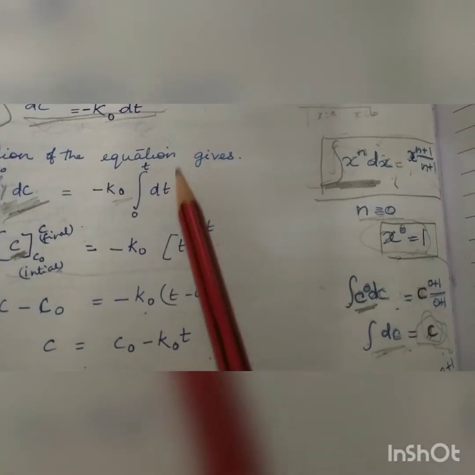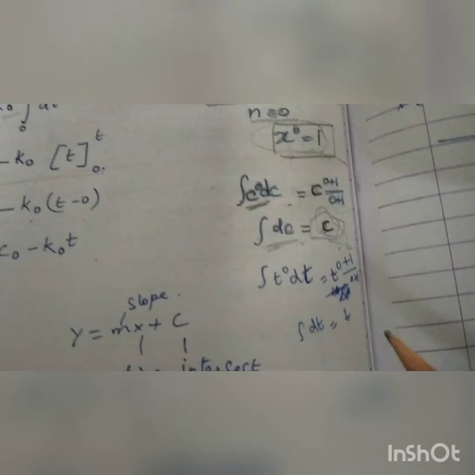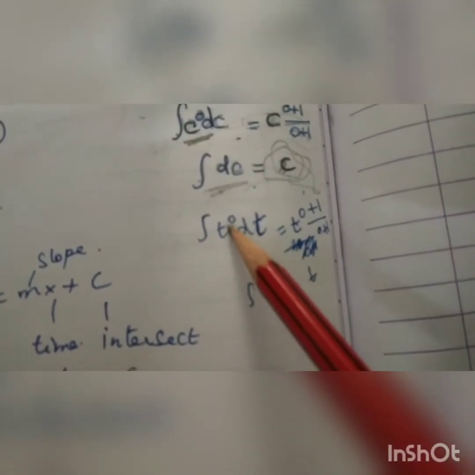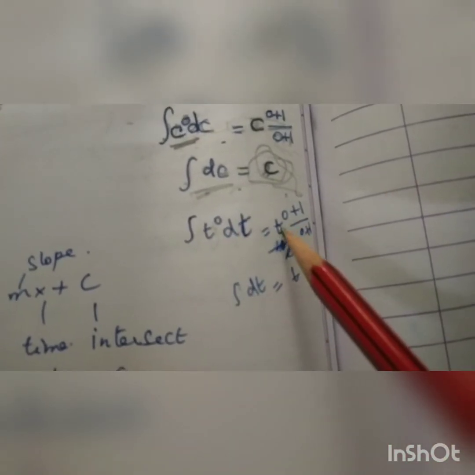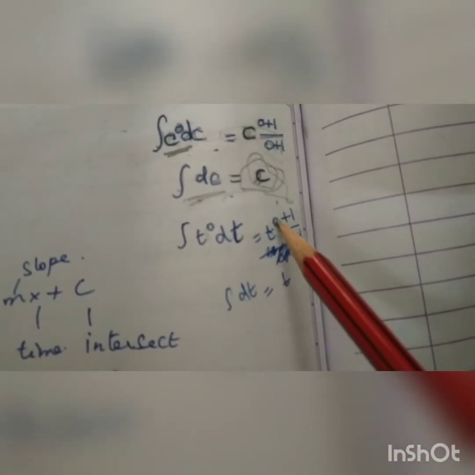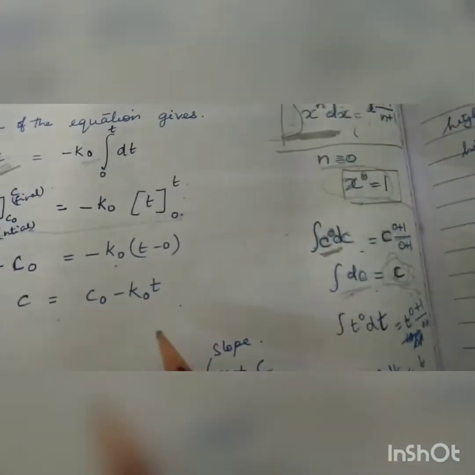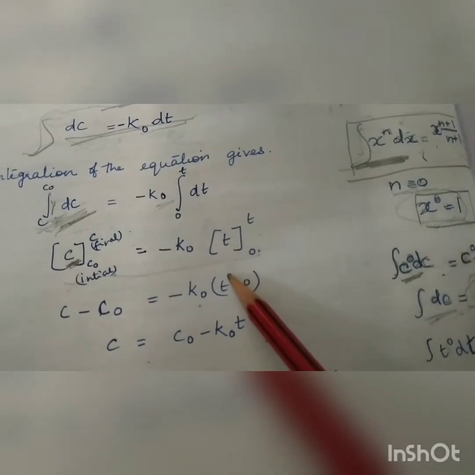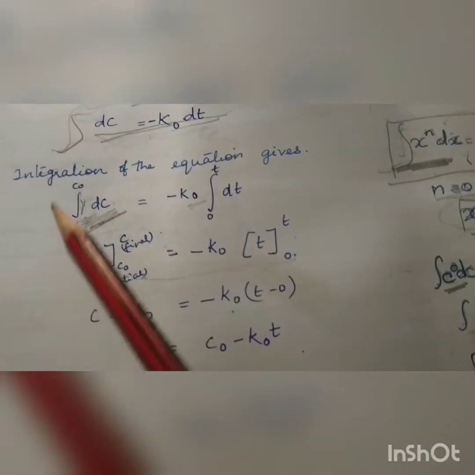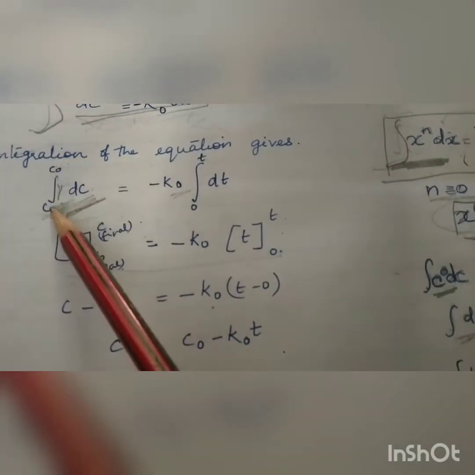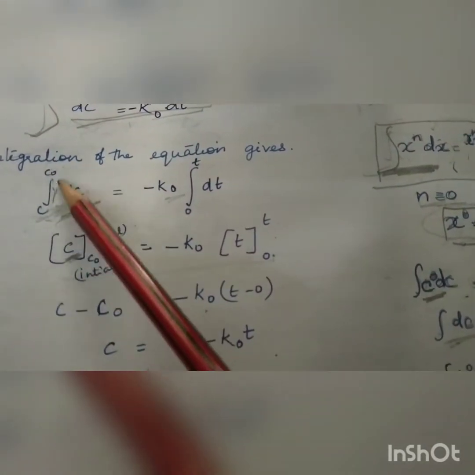This is a constant, so we are taking this out and just integrating dt, and now it will become only t. How do you write it? t power 0 dt, t power 0 plus 1 by 0 plus 1, is equal to t. So again t. Now we need to take limits for this. This is used to find out the area on the curve.